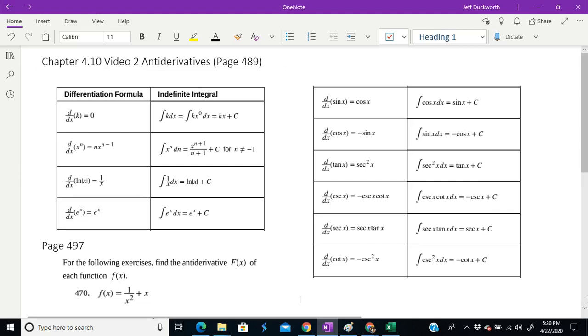The two charts that I have on this screen are actually two parts of a larger chart that is on page 489 in your book. I've left off the inverse trigonometric function ones. We'll deal with that at a later time. All right, so we've discussed the second one up on the left. So we've discussed this one already.